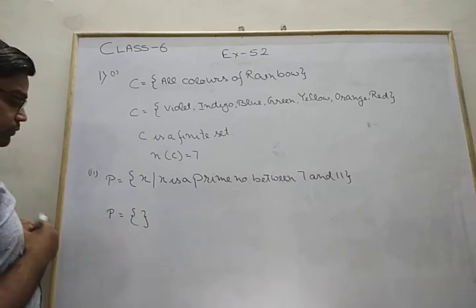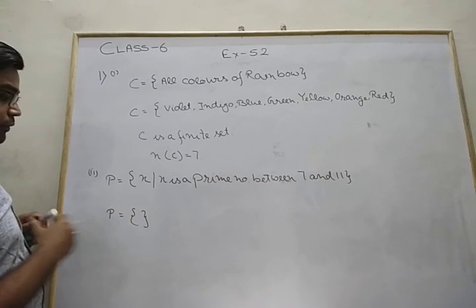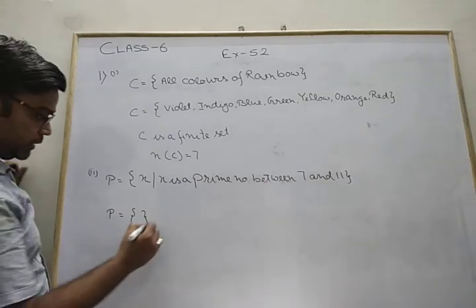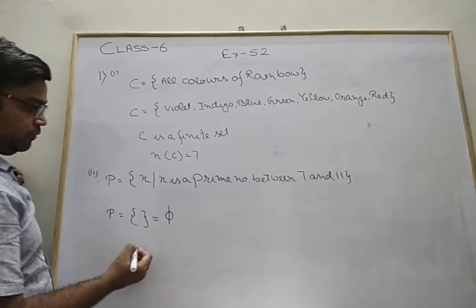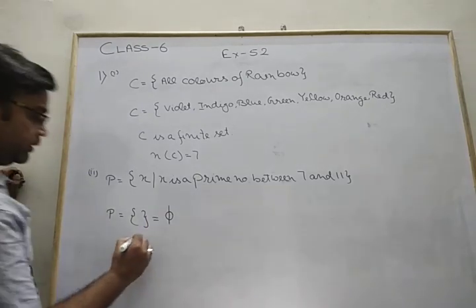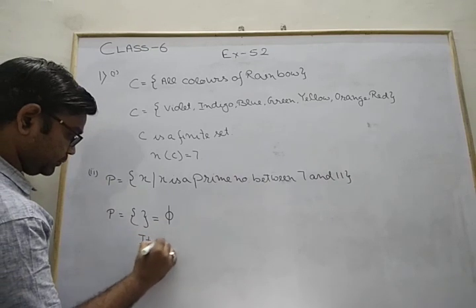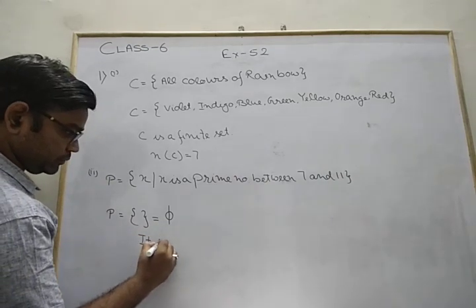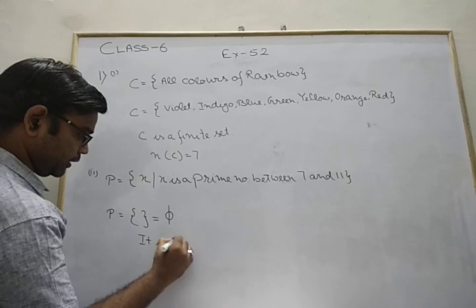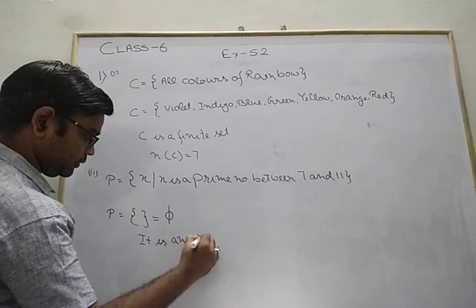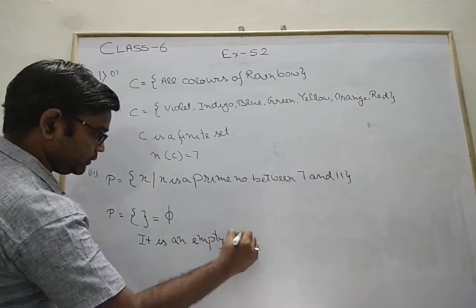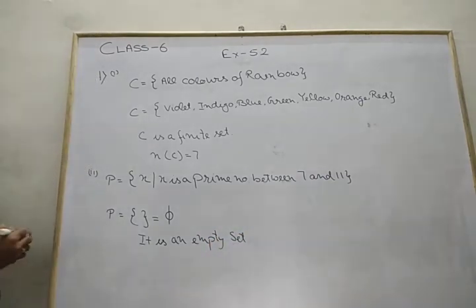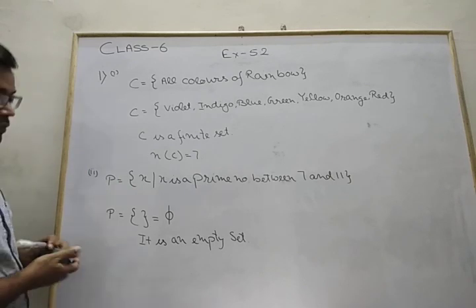So this is your empty set. For the empty set we write this symbol. So you can write down: it is an empty set. So this is your solution. So next question.